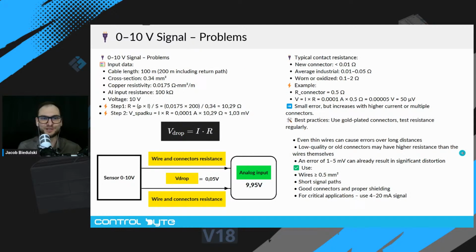Here is a calculation of sample voltage drops for voltage signal when it comes to a 100 meter cable with a cross section of 0.34 square millimeters. And you can see that this cable causes 1.3 millivolts of drop. The same with the connector that can also cause a voltage drop, okay?